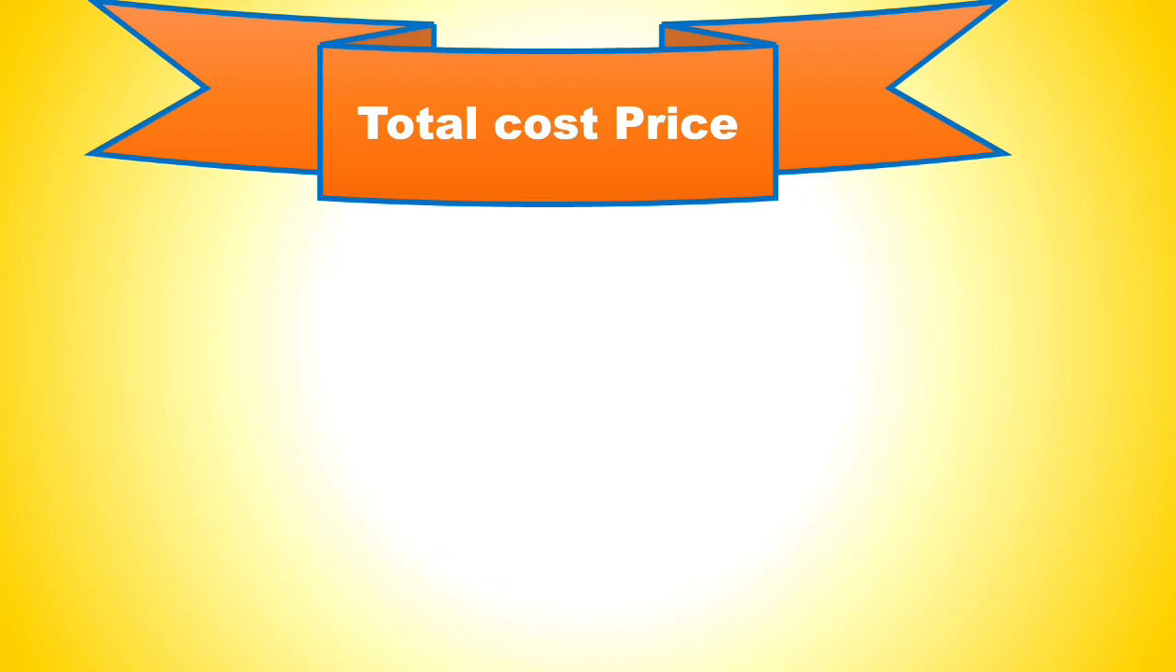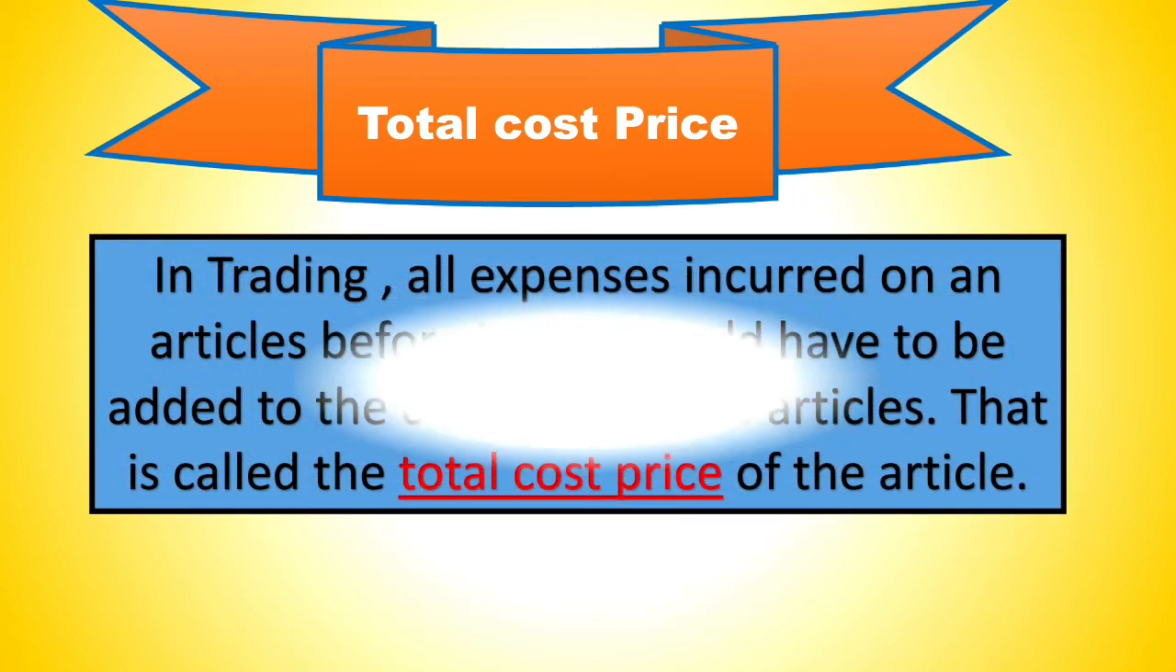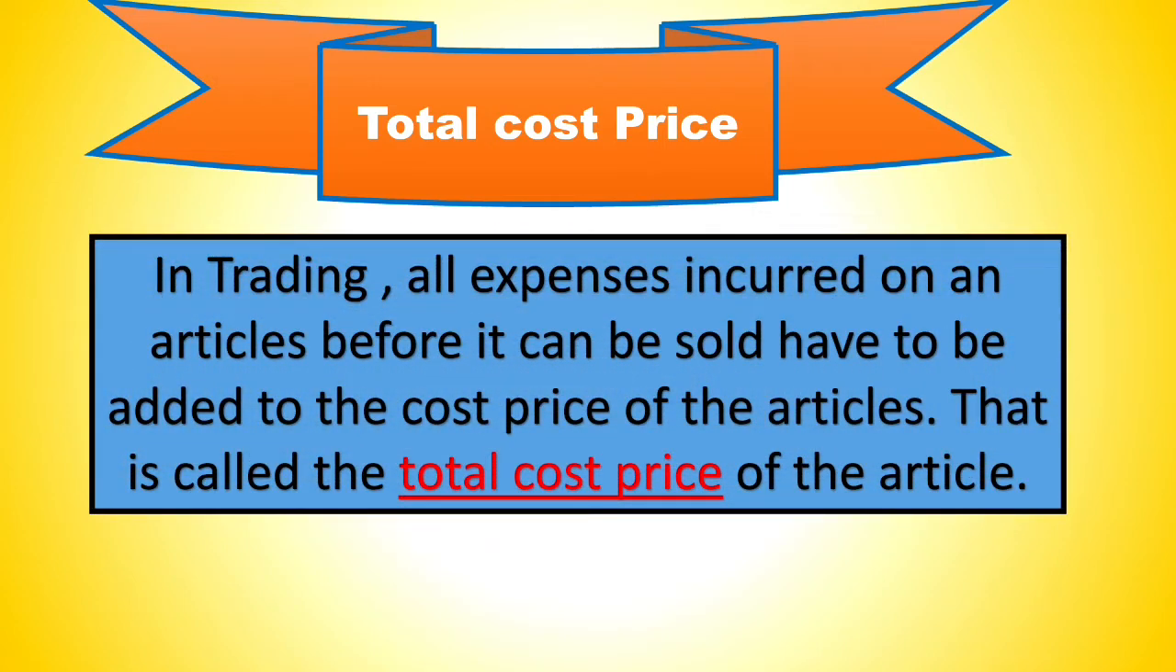The first thing is total cost price. Now, what is total cost price? Children, in trading, all expenses incurred on an article before it can be sold have to be added to the cost price of the article. That is called the total cost price of that article.